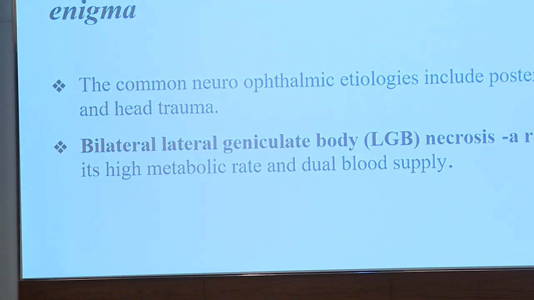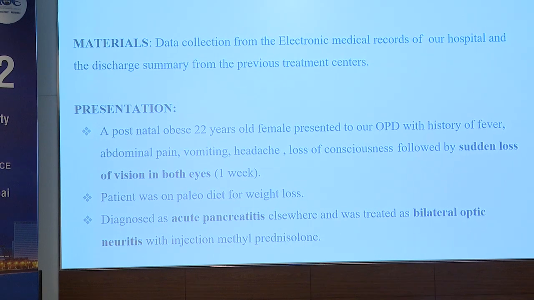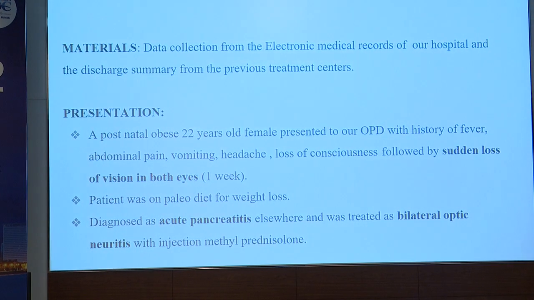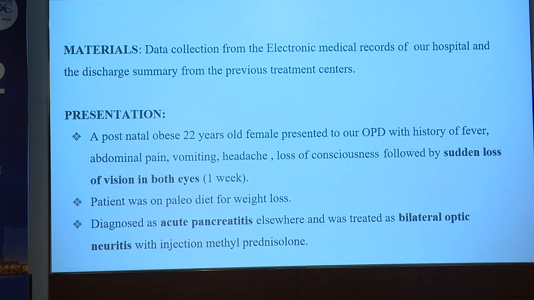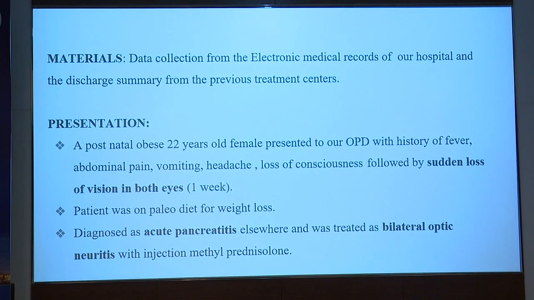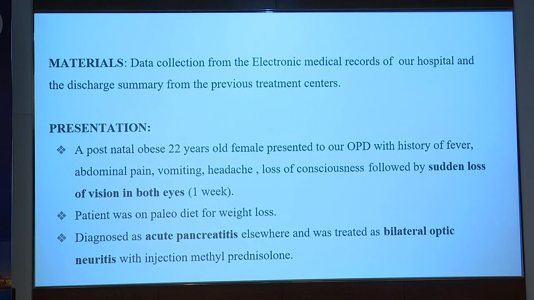Bilateral lateral geniculate body necrosis is a rare entity because of its high metabolic rate and dual blood supply. We collected all the data from electronic medical records of our hospital and the discharge summary from the previous treatment center. The patient was a 22-year-old obese postnatal female who presented to our OPD with a history of fever, abdominal pain, vomiting, headache and loss of consciousness, followed by sudden loss of vision in both eyes after 1 week.